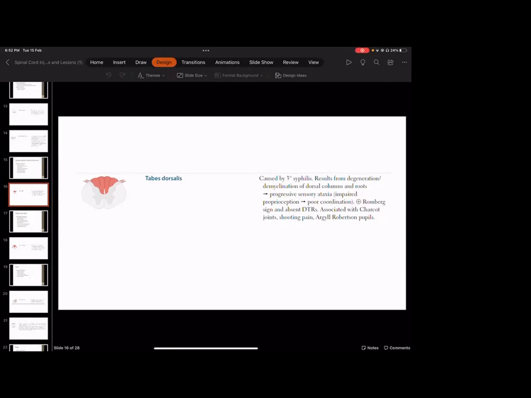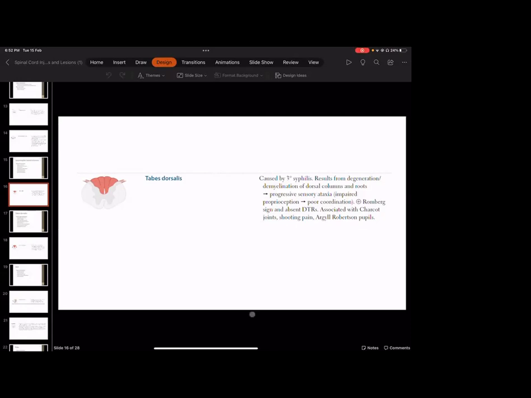So the Romberg test is a test in which you make the person close his eyes and stretch their arms out and try to balance themselves. And people who have tabes dorsalis or any other problems with proprioception, their Romberg test is going to be positive.